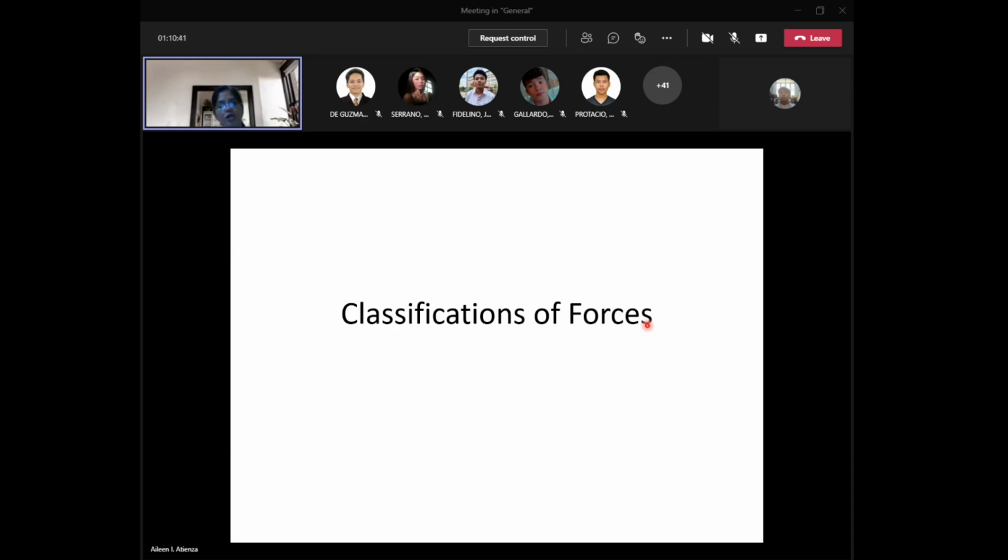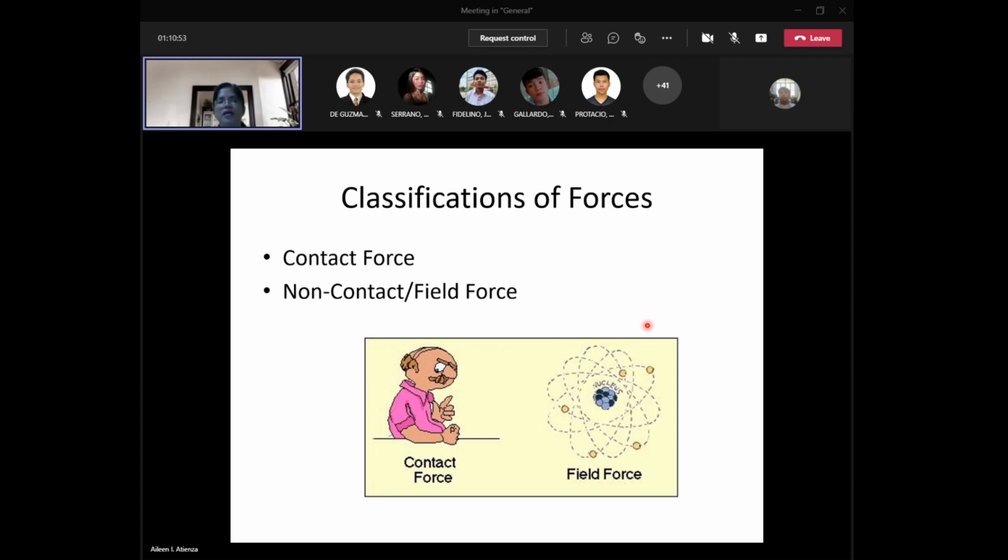And those are the common forces that we have. All of these forces can be classified, so we have classifications of forces. We have the so-called contact force and non-contact force, or non-field force. From the term itself, when you have a contact force, we say that the bodies are in contact with one another. That's why we call it contacting force or contact force.